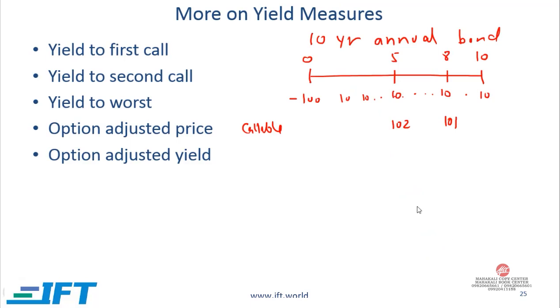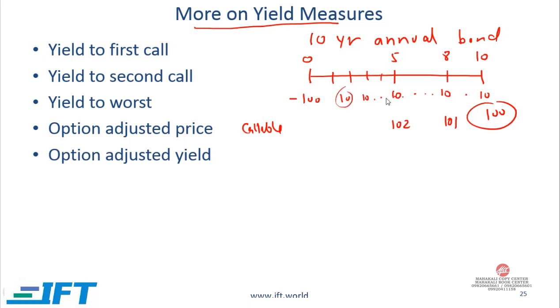Let us now go over a few more yield measures. And to understand these yield measures, I'll take a very simple example. Let's say we have a 10-year bond which makes a coupon payment every year. The par value is 100, and let's say that initially this bond sells at par value, so you pay 100. The coupon payment that you will receive every year is 10.